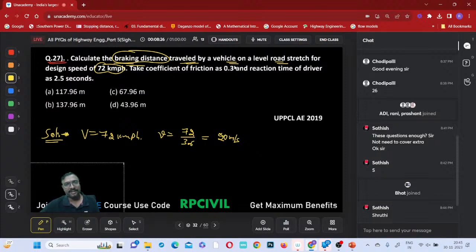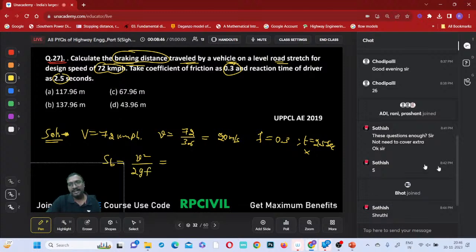So braking distance. Take the coefficient of friction as 0.3. Reaction time of the driver as 2.5 seconds, right? Now tell me, in the calculation of this braking distance, is reaction time required or not required? Reaction time is not needed, na? Is any gradient given in the question? No gradient is given in the question, na? No brake efficiency is given, right?